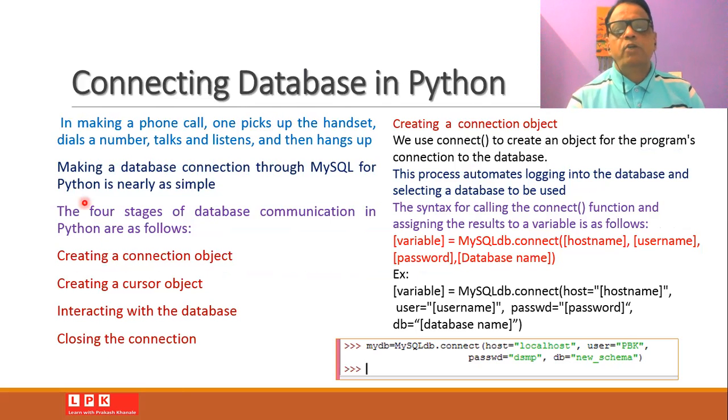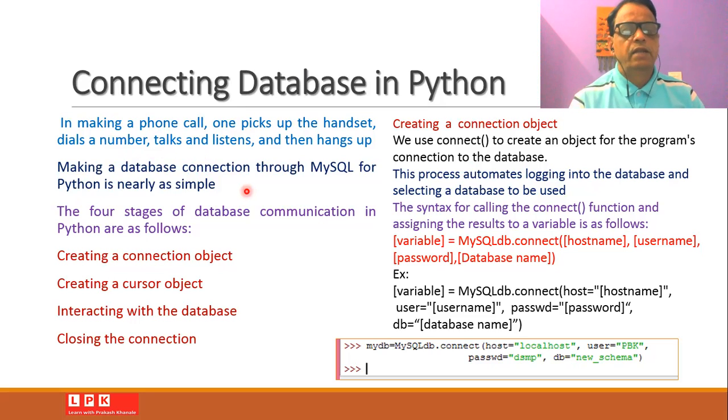So connection of the database in Python is very simple. For example, if you are making a phone call, what one has to do is pick up the handset, dial a number, talk and listen, and then hang up. So this is a very simple activity while making a phone call. Similarly, making a database connection through MySQL for Python is nearly as simple as making a phone call.